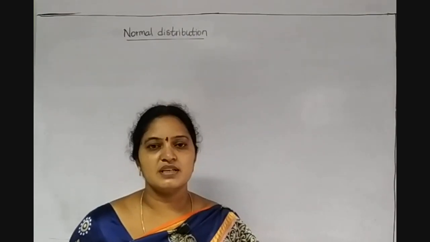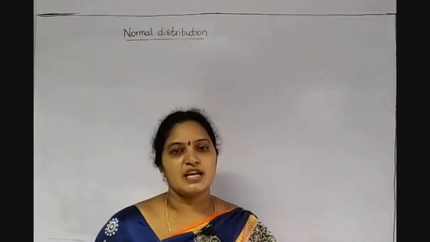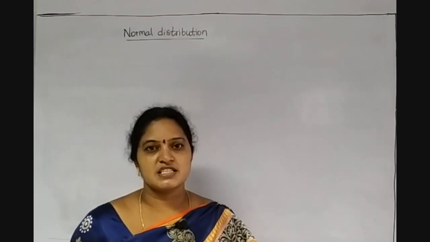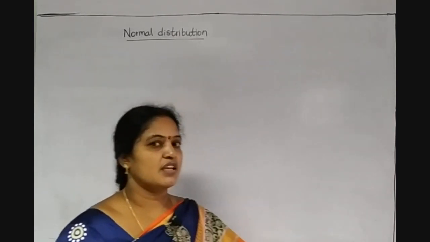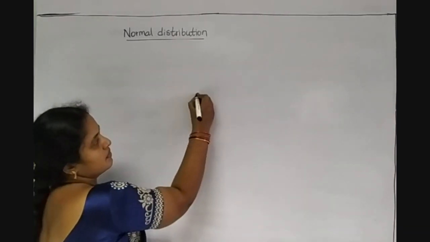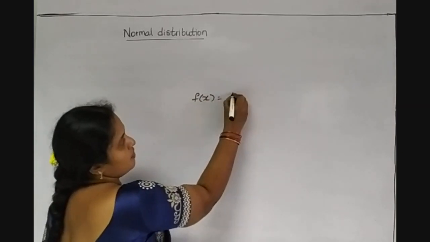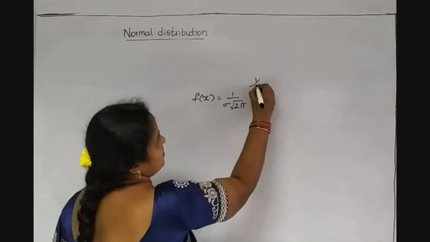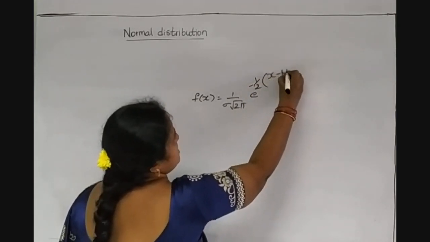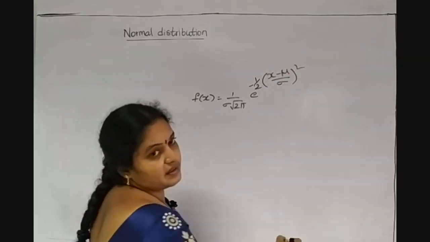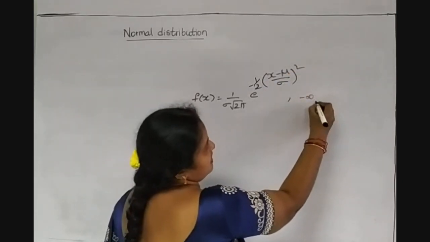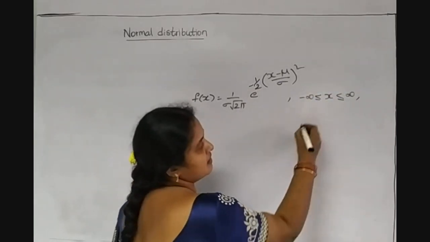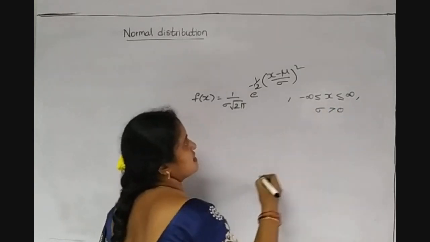We will discuss the normal distribution. If capital X is a continuous random variable and its probability density function is given by f of x equal to 1 by sigma square root of 2 pi e power minus 1 by 2 into ((x minus mu) by sigma) whole square, where x lies in between minus infinity less than or equal to x less than or equal to infinity and sigma is greater than 0.